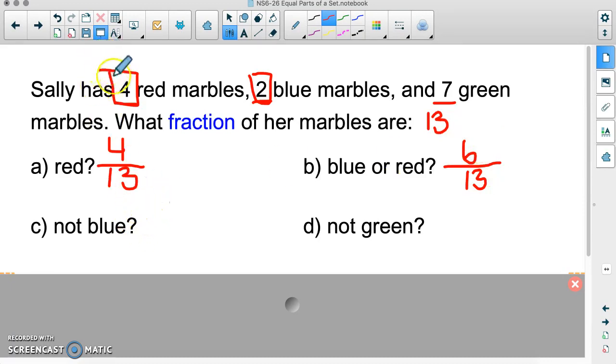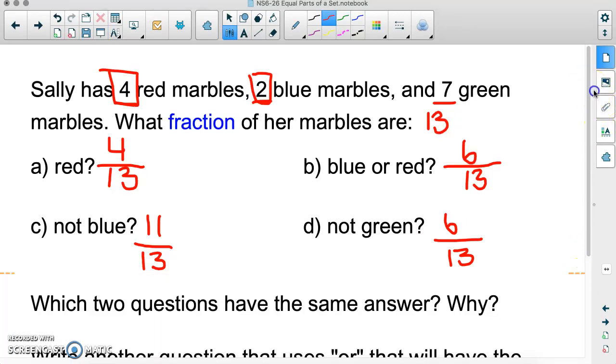So we need to take 4 and we need to take 7 and add them together to get 11. So 11 of the marbles are not blue. They're either red or green, and she has 13 marbles altogether. And then not green, we need to add red and blue, which would be 6. And then she still has 13 marbles, so 6/13.